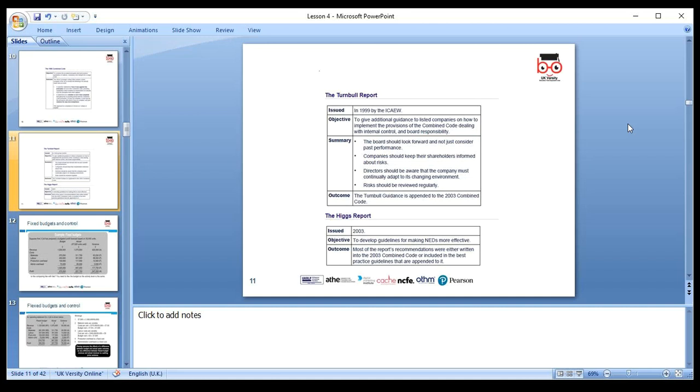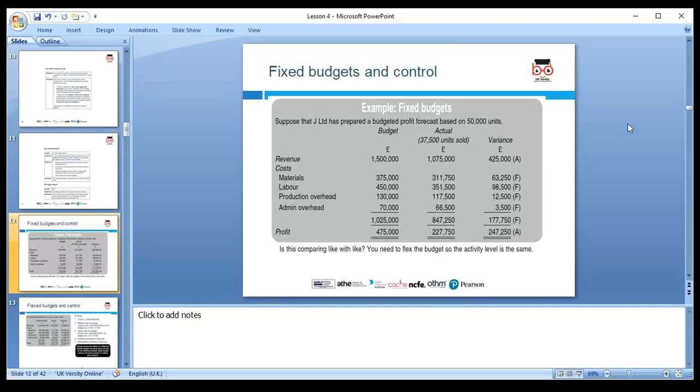According to the Higgs report in 2003, the guidance was developed to make non-executive directors more effective. In all these reports, the purpose is to improve the performance. So management accounting is all about internal matters, but the purpose is to improve the performance. If we can't do it, we need to think about it.